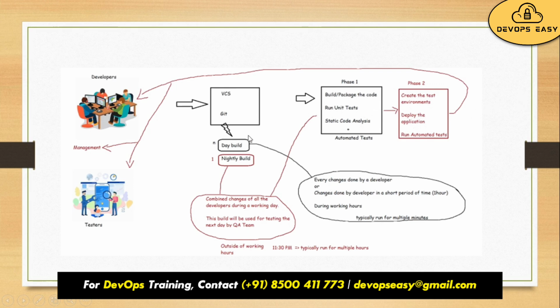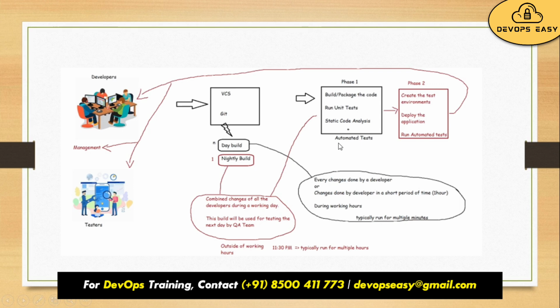In these builds you will also have day build and night build. Day build is nothing but the developer commits, and for every 1 hour you will do the builds. Night build is nothing but for the whole total day. For suppose the developer has given 10 commits for the whole day, those whole 10 commits will be tested together during night.